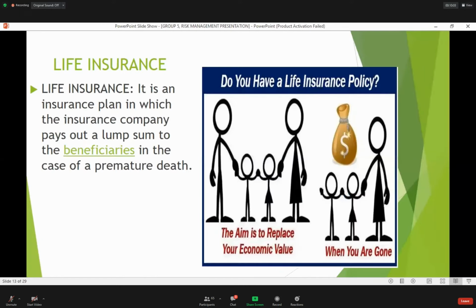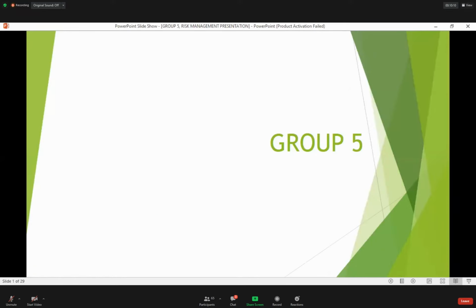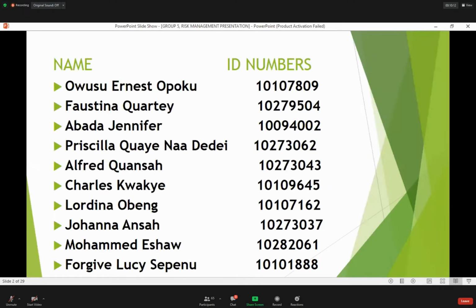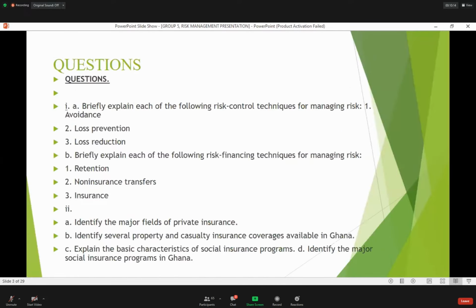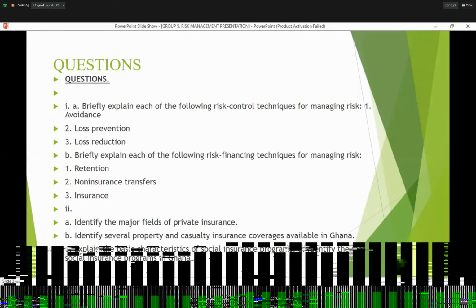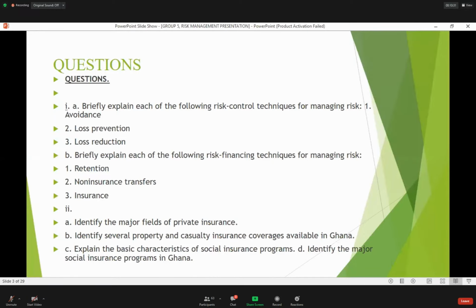I'm Didi, a member of Group 5, and we are presenting on the techniques for risk control, techniques for risk financing, the major fields of private insurance, and the several property and casualty insurance coverages in Ghana, then the characteristics of social insurance programs. So, risk control.